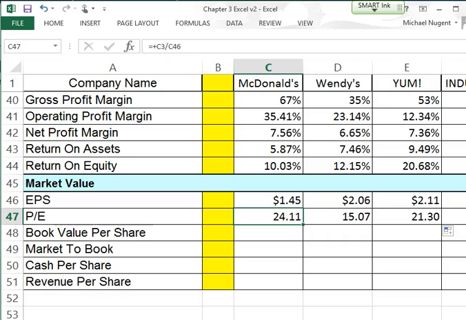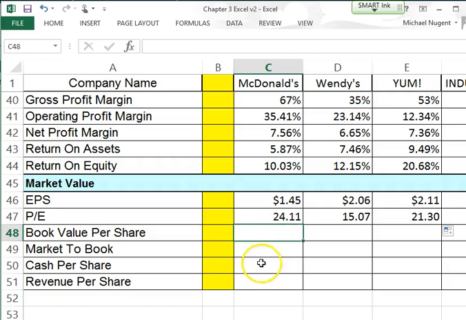But if they're too well liked, they can become overvalued, because remember, it's a multiple of earnings per share and stock price. So if McDonald's had a PE of 100, it'd be trading at $145 per share. That's a little expensive considering it's currently at 35 on this spreadsheet.